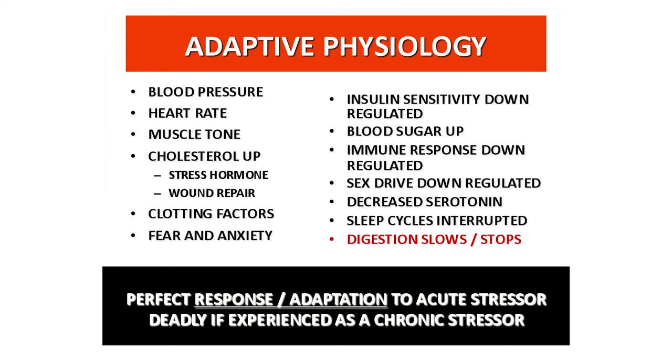So your insulin sensitivity goes down. So now you become less sensitive to insulin, less responsive. So what are you getting at? Elevated blood sugar chronically. What does that lead to? Diabetes. Type 2 diabetes, yeah? Blood sugar goes up. Immune response gets downregulated.